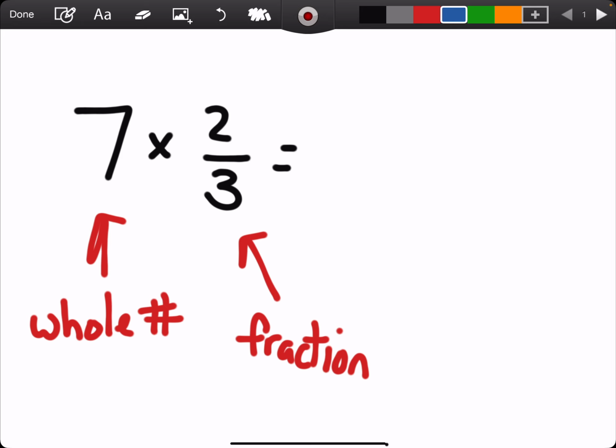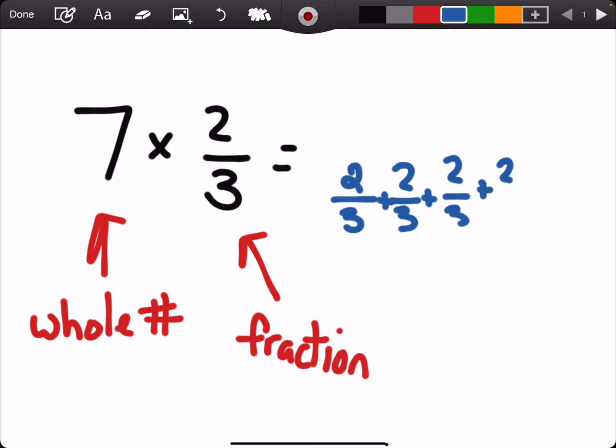So 7 times 2/3 is really us saying 2/3 plus 2/3 plus 2/3 plus 2/3 plus 2/3, that's 1, 2, 3, 4, 5, plus 2/3 plus 2/3. Okay, I squeezed that in. I apologize. So as you can see, I added 2/3 7 times. There's our 7 times 2/3.